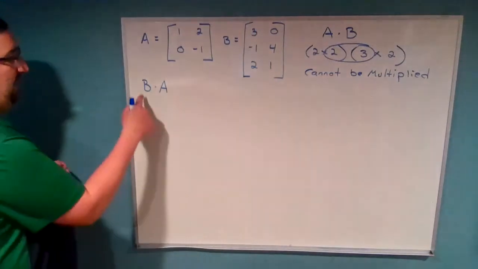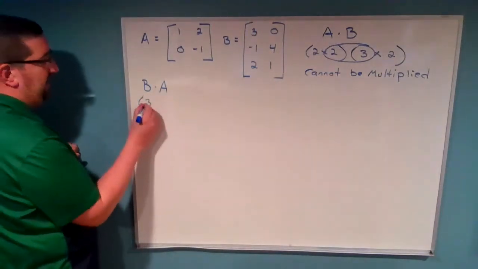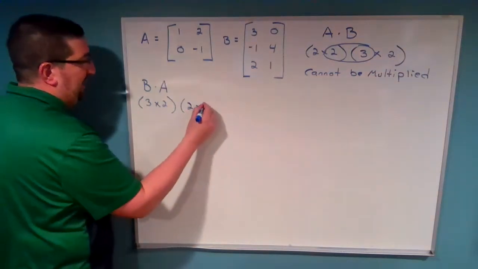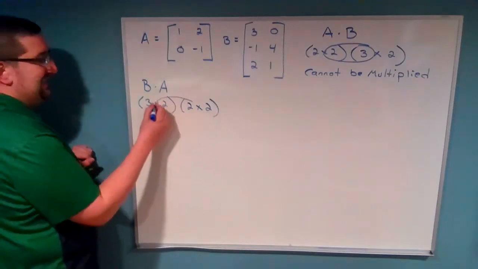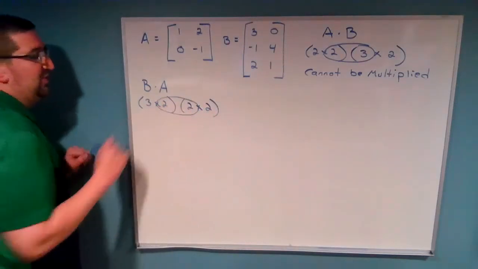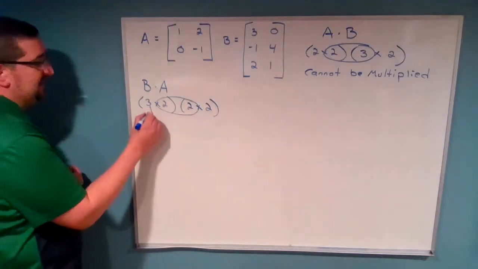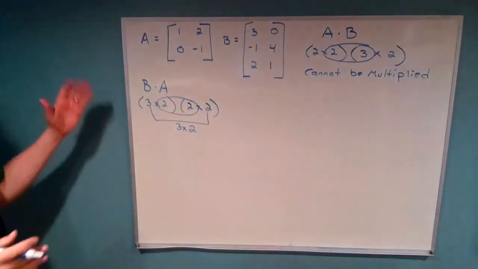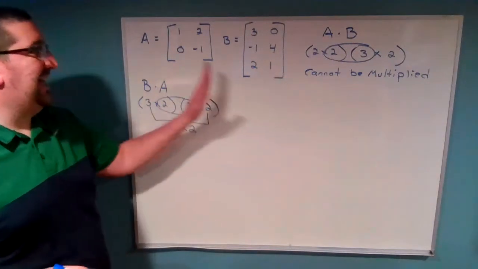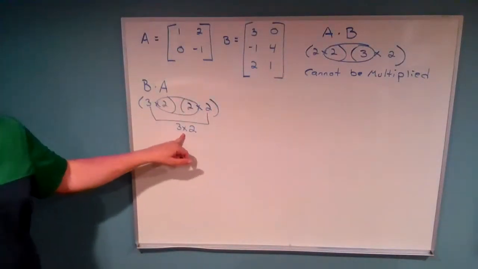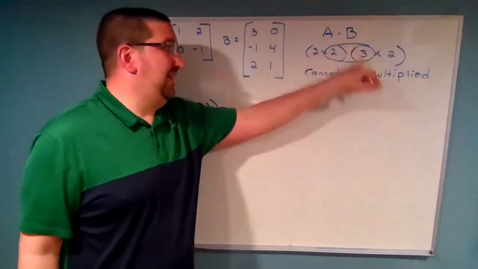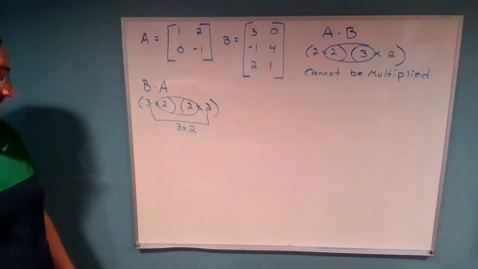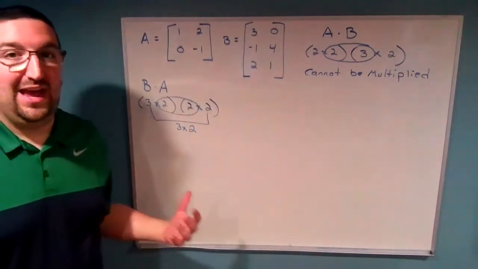Flip-flop them. Well, matrix B, we found out, is a 3 by 2, and matrix A is a 2 by 2. So the inside dimensions here do line up. The resulting matrix is going to be a 3 by 2. So when we multiply these two together, B times A, we're able to get an answer, but A times B, we can't, because those middle dimensions don't line up, but this one does. So let's go ahead and multiply them.